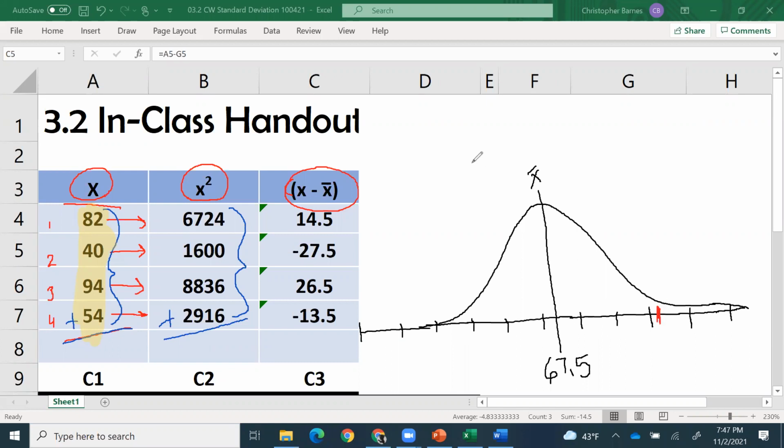The next value we have is 40. That's going to go all the way down here, and it's going to be right on this line. The next value that we're going to have on here is 94, I'm sorry. 70, 75, 80, 85, 90.